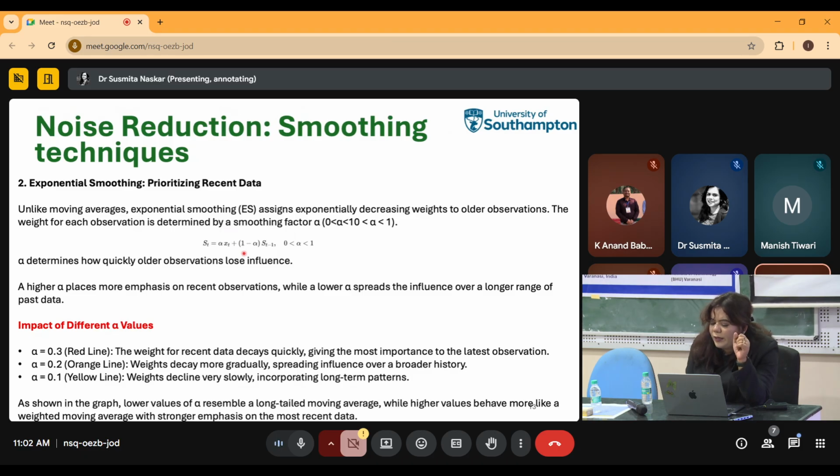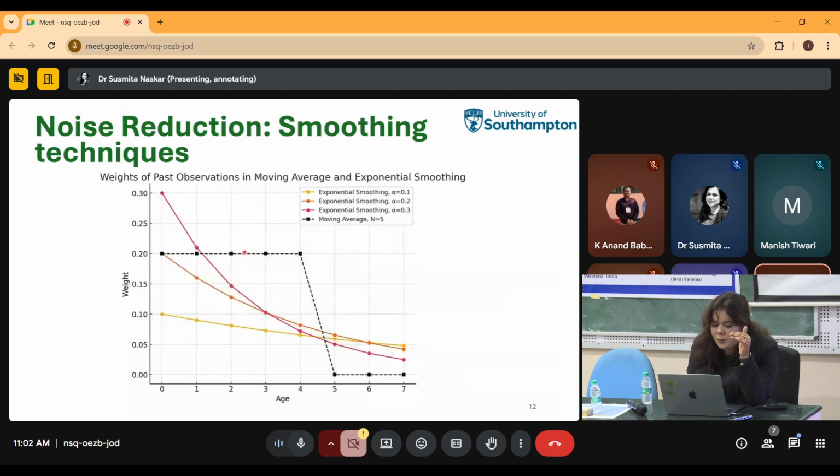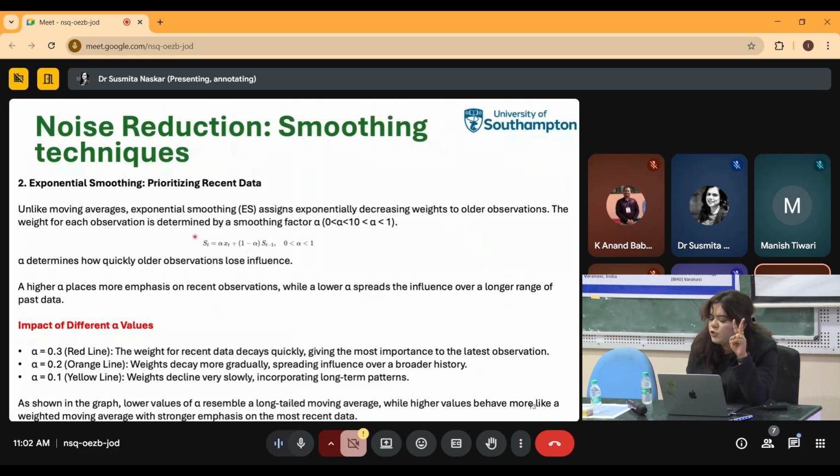And this gives geometrically decaying weights on the past, okay. So there is no hard cutoff like a moving average, compared to this one. This basically depends on two things: first the latest observation, and second the previous smoothed value. These are the two things we need to be careful about. And why do we use that? More recent data counts more, but older data never fully disappears, right?